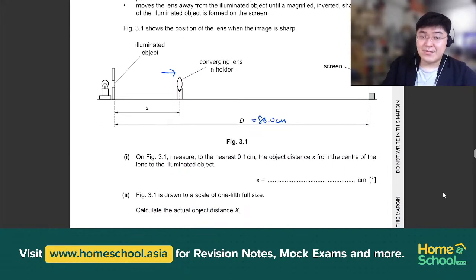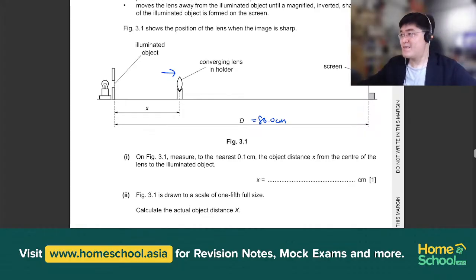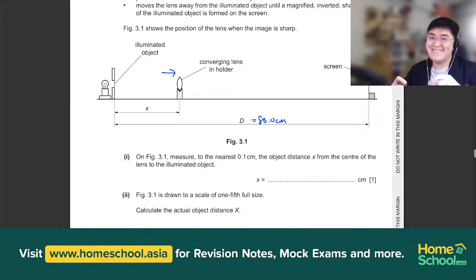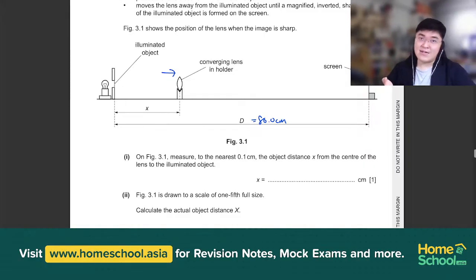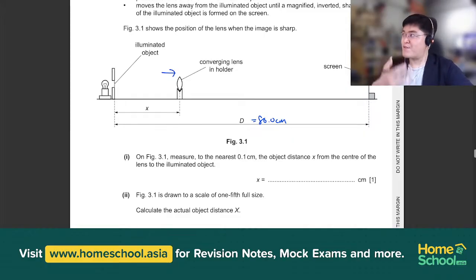So, on figure 3.1, measure to the nearest 0.1 cm the object distance x, from the center of the lens to the illuminated object. Once again, I need you to take note that you are to print this paper when you are working on it, because a lot of your skills such as measuring and drawing to scale are tested here. You can print it from our website, ciepastpapers.com, or visit any of the past year paper sellers that print these for you. Of course, I do prefer if you use our website.